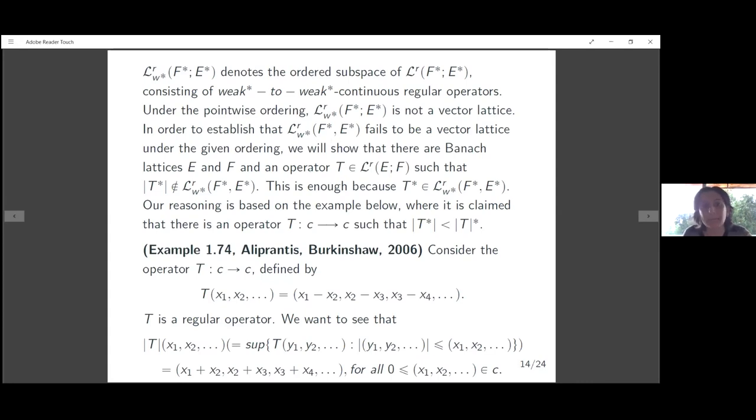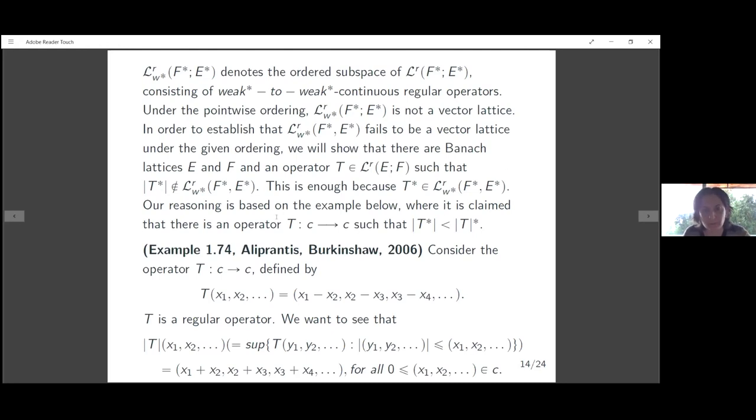We will do that by showing that for particular Banach lattices, some E and F, there is an operator T between them such that the modulus of the adjoint of this operator doesn't belong to the space of regular weak star to weak star continuous operators. Why will this be enough? Because the adjoint of an operator we know belongs to this space, but if the modulus does not belong to this space, then this is not a lattice, is not a Riesz space.